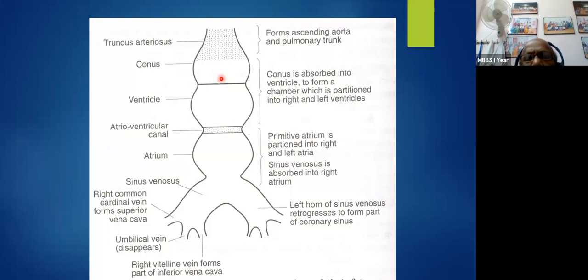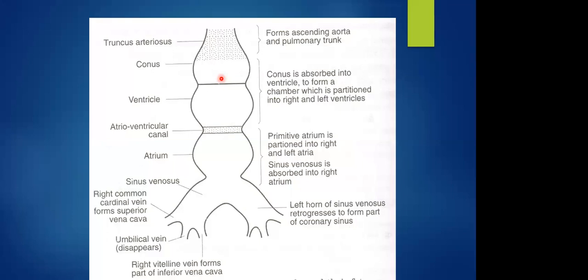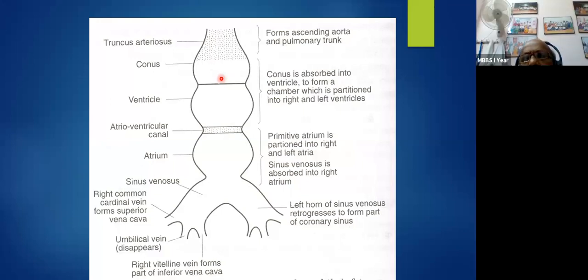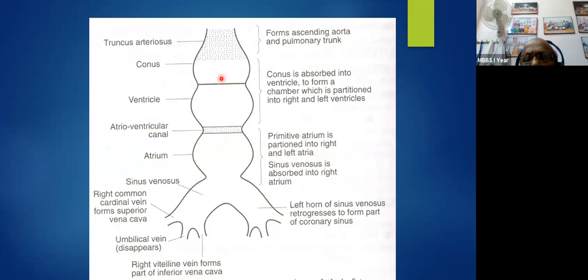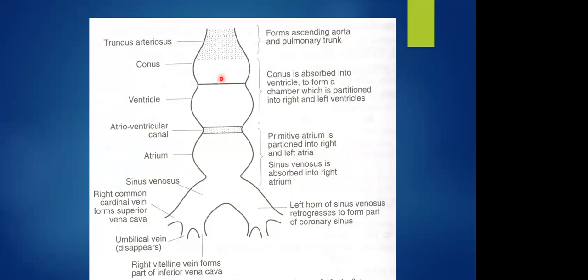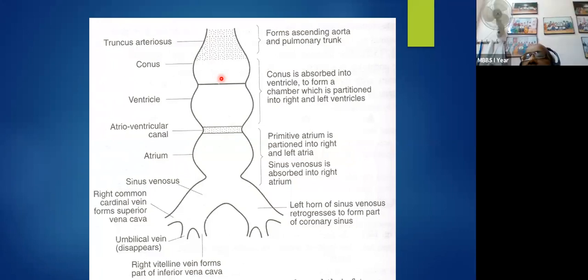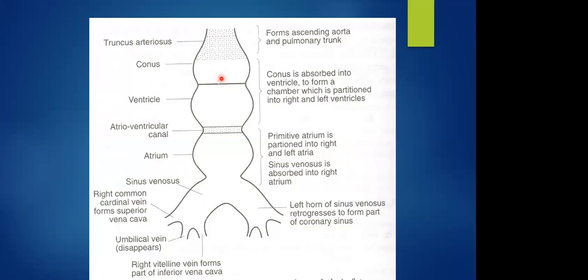Yes, students, please tell. The infundibulum. Infundibulum. So what is the corresponding part of the infundibulum present in the left ventricle? Left ventricle is not yet taken, sir. Not yet taken. Aortic vestibule. Very good, very good. Aortic vestibule.